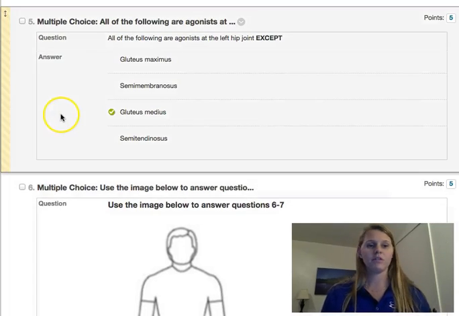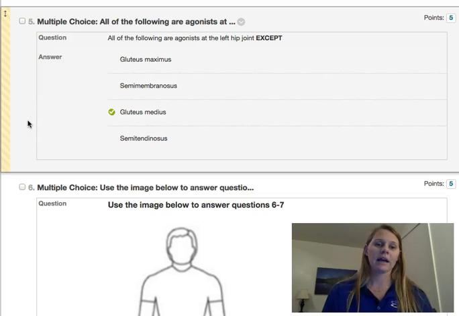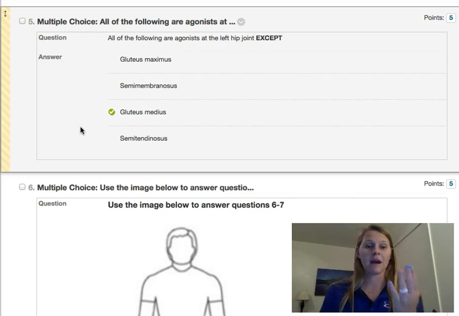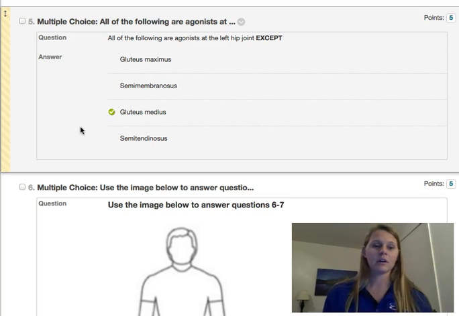Moving on to question 5. All of the following are agonists at the left hip joint except your gluteus medius. So that goes back to questions 2 and 3, where we listed all 4 major prime movers, all 4 agonists at the hip, which would be glute max, semimembranosus, semitendinosus, and biceps femoris. Gluteus medius is not an agonist muscle at the hip joint.